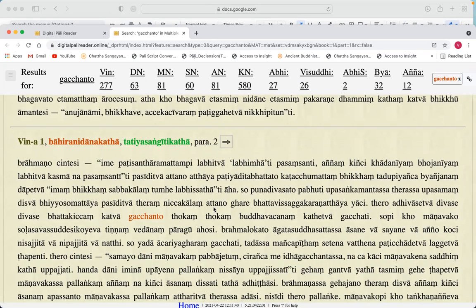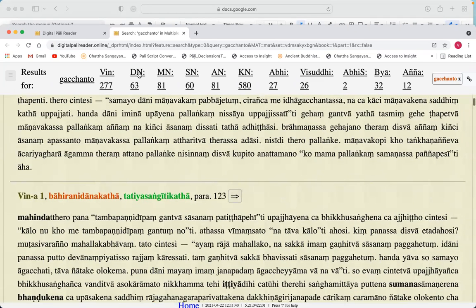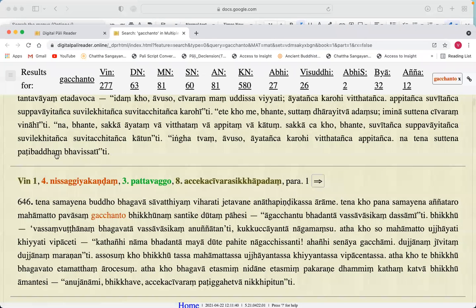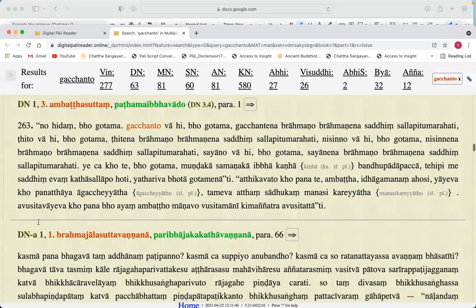So in the Pāḷi, all of them are singular, or in the commentary. Now another one, the Digha Nikaya. Naidam bogodama, gechando wahi, bogodama, gechandina brahmano, brahmanina sade, sanlabido ahrati. So here also actually gechando, gechandina, singular. Gechando brahmano, gechandina brahmanina sade, sanlabido arhati, singular.